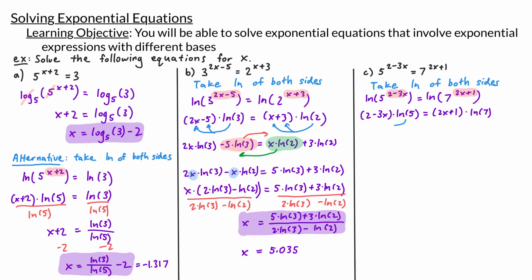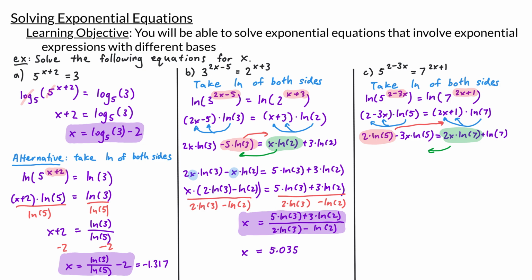So first we need to distribute our ln of 5 and our ln of 7 inside these parentheses. We'll get 2 times ln of 5 minus 3x times ln of 5 equal to 2x times ln of 7 plus ln of 7. So let's move the terms that have x's in it to the left-hand side. So this 2x times ln of 7, we'll move that over to the left-hand side. And then the terms that don't have x's will move to the right-hand side. So this 2 times ln of 5, that does not have any x's in it, we'll move that to the right-hand side of the equation.